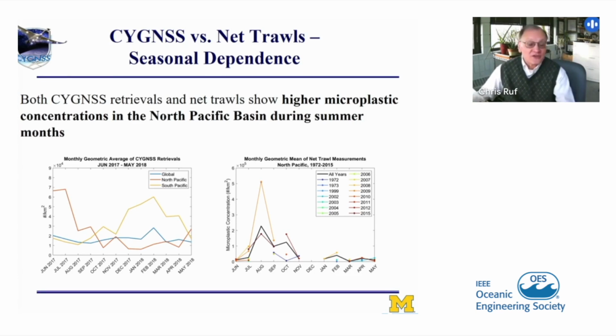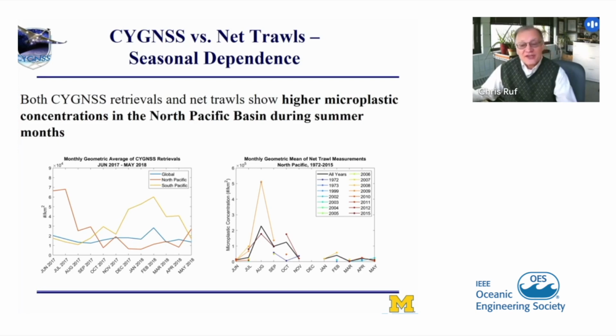And then on the left, these are the average measurements over the North Pacific, South Pacific, and globally of the concentrations derived by Cygnus for each month. And you can see in the North Pacific, the red, there's much higher concentrations in the summer and then lower in the winter. And then in the South Pacific, it's exactly 6 months out of phase. And then the global one is kind of a wash, because you're averaging both hemispheres together. So it's this red North Pacific curve that you would compare to the North Pacific net trawl data.